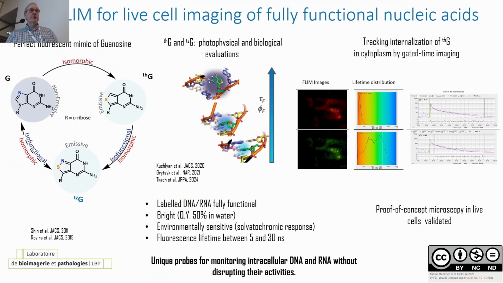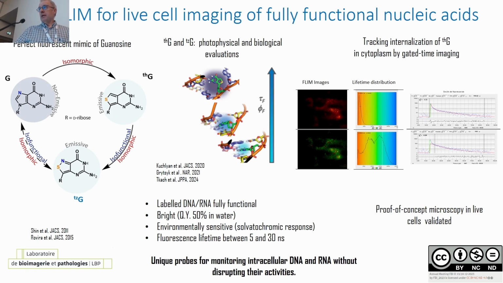So I will present you a bit more in detail what I presented very rapidly yesterday. Our setup, UV FLIM for live cell imaging of fully functional nucleic acids, is based on these guanosine analogs, TAG and TZG, which as you can see are super close to the real guanine. And it has been shown that they can substitute almost perfectly, and in this case really perfectly. The DNA and RNA produced so far are fully functional.